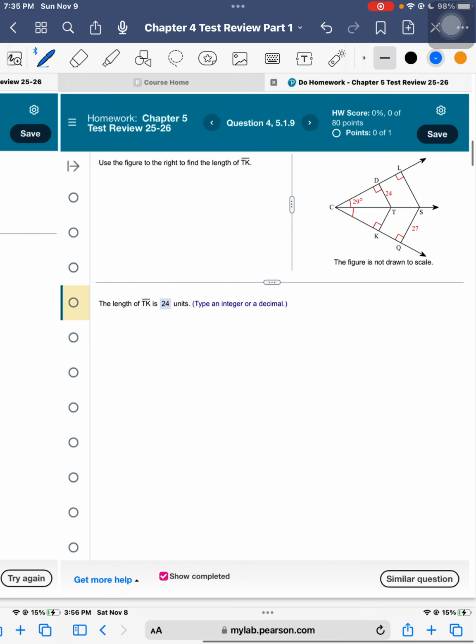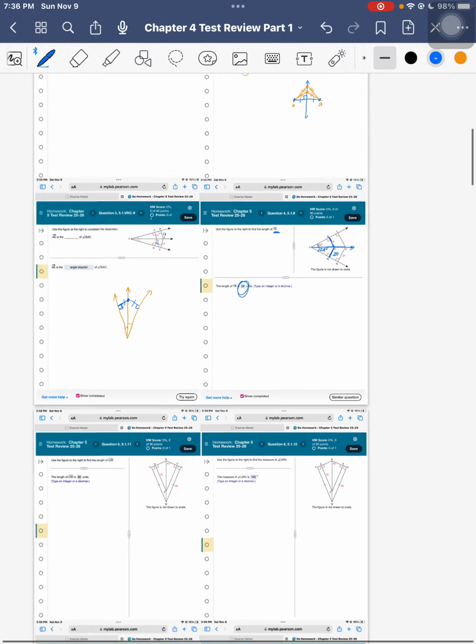Okay. Once again, here we go. It's asking us for the length of TK. So if DT is 24, TK is also 24. How do we know that? Because this ray CS is an angle bisector because of these two arcs right there. So 24.